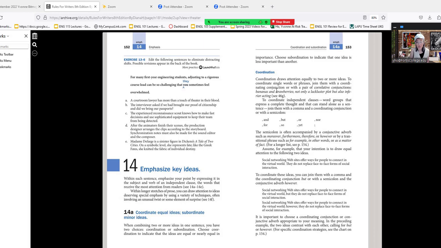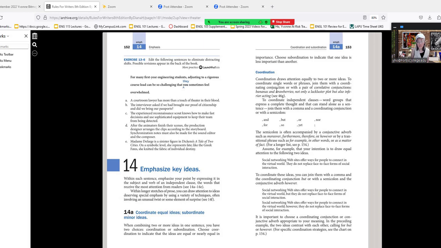Assume, for example, that your intention is to draw equal attention to the following two ideas. Social networking websites offer ways for people to connect in the virtual world. They do not replace face-to-face forms of social interaction. So let's say you have two sentences in your essay of equal importance, and you want to combine them so that you have more sentence variety. If you want, you can add in FANBOYS, a coordinating conjunction, so that you can have the two sentences of equal importance combined together.